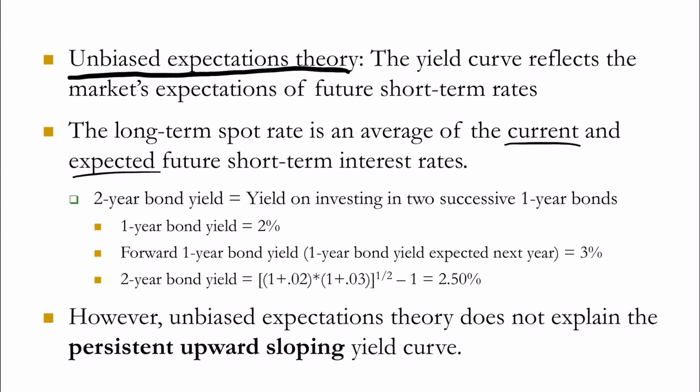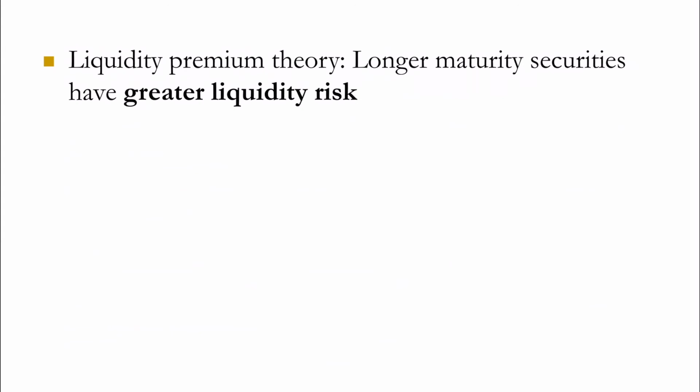The unbiased expectations theory just simply states that if you expect rates to rise, the yield curve is going to be upward sloping. If you expect rates to decrease, you would have a downward sloping curve. If you expect rates to stay flat, you would have a flat yield curve. So that is the unbiased expectations theory. What theory can actually explain this persistent upward sloping yield curve? That would be the liquidity premium theory.